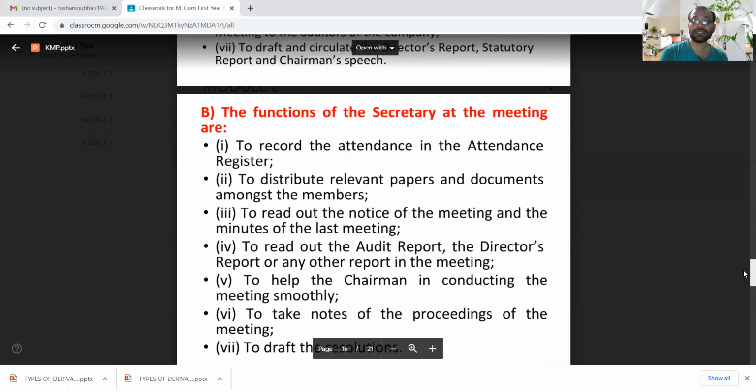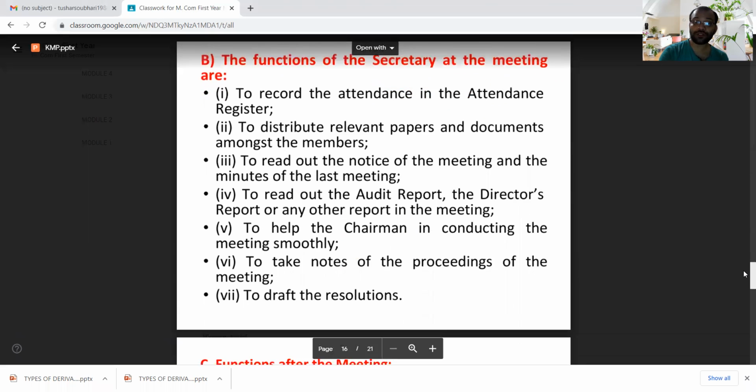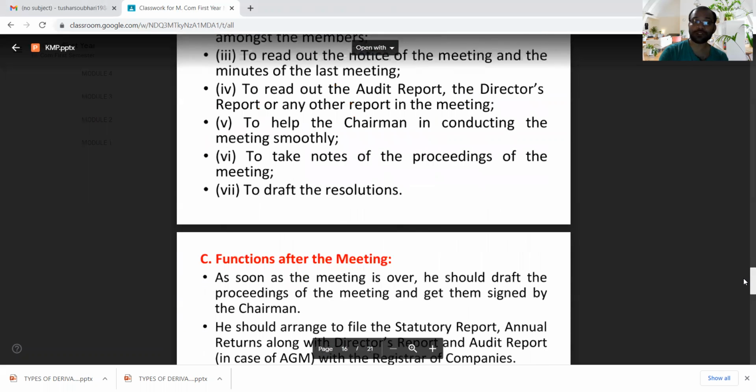Functions of the secretary at the meeting: record the attendance in the attendance register, distribute relevant papers and documents amongst the members, read out the notice of the meeting and minutes of the last meeting, read out the audit report, director's report, or any other report in the meeting, help the chairman in conducting the meeting smoothly, take notes of the proceedings of the meeting, draft the resolution.